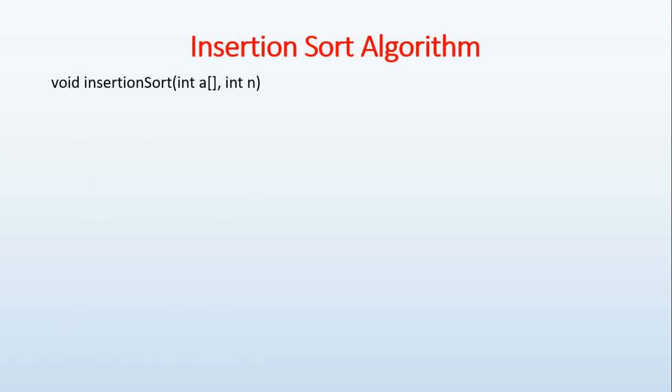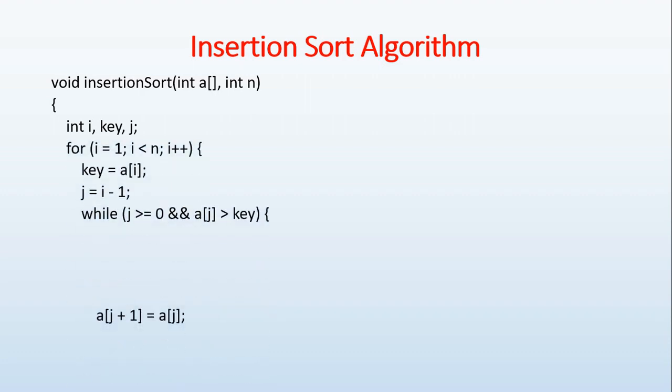Now we write this algorithm as follows. Here we see that the i loop starts with 1 and ends with n minus 1, that is the last element, and the j loop always starts with i minus 1 and breaks when either j is less than 0 or a[j] is not greater than key.